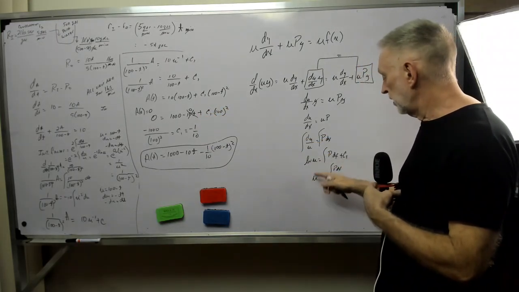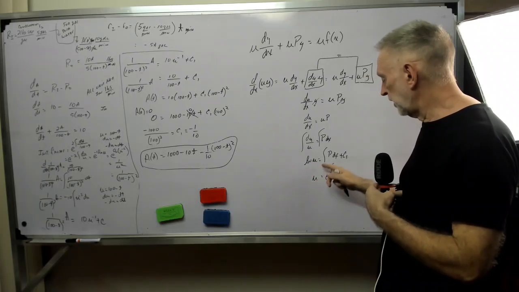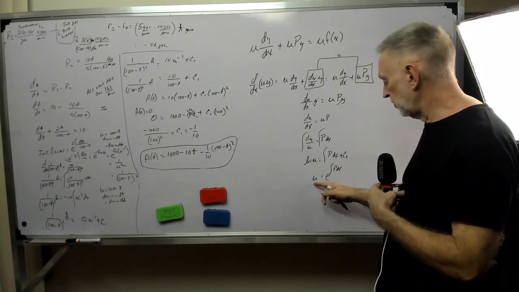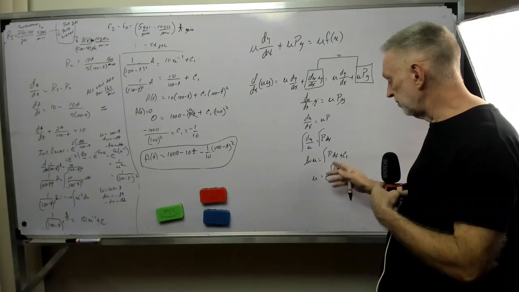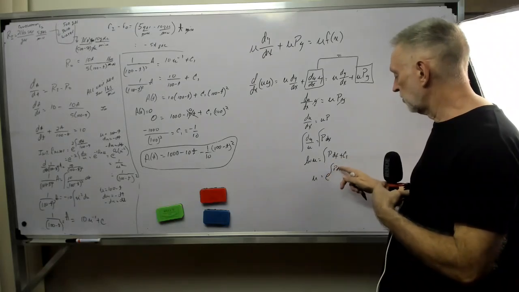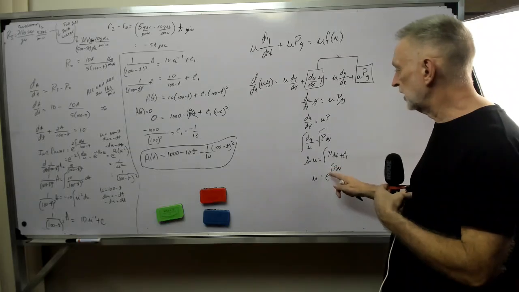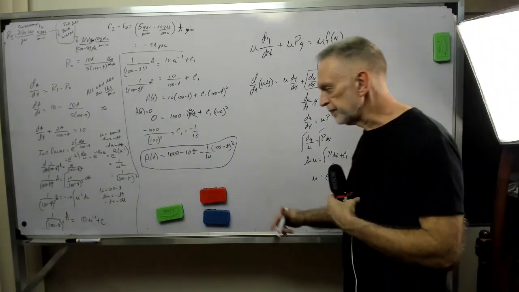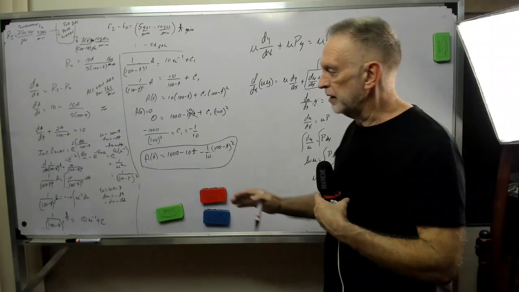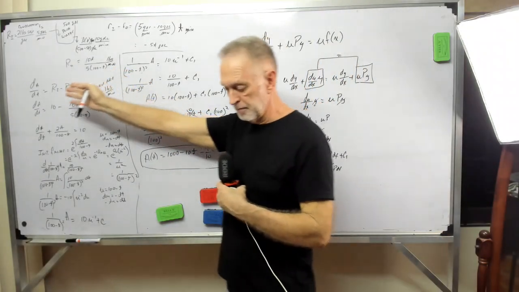So I raise e to both sides. I'm left with u equals 1 times e to the integral of p dx. And that becomes my unique function I can multiply by. So let's keep that in mind, and let's take this problem.